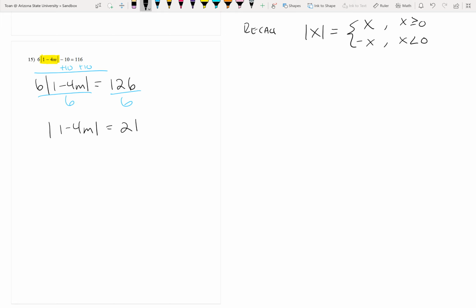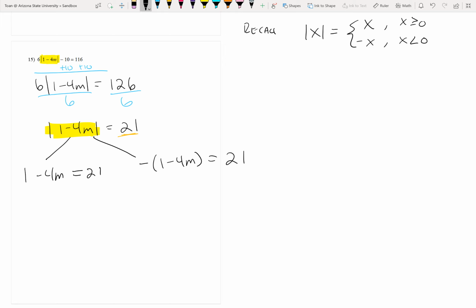Now, since our input contains a variable, we don't know if it's positive or negative. We have to cover both bases. So, by definition, this absolute value of 1 minus 4m could give me the exact same thing out, 1 minus 4m, which, according to the original equation, equals 21. Or, by definition, this absolute value could equal the exact opposite of what I put into it, which at the same time equals 21. These are the two equations we're going to solve.